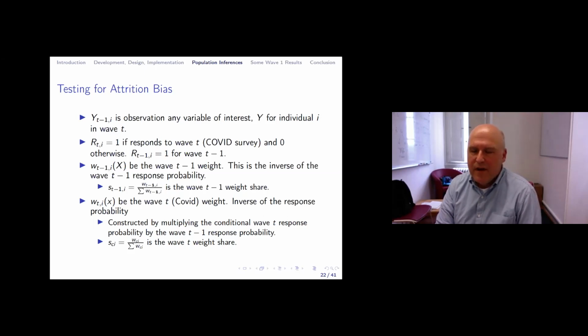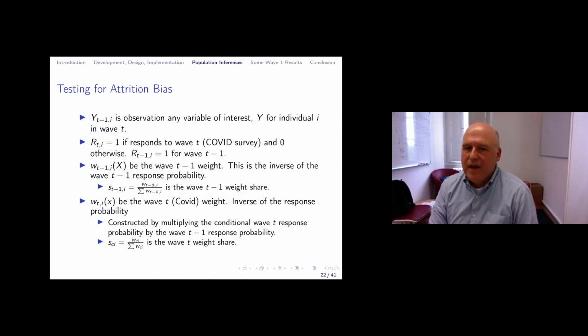So let y(t-1) be any variable that we're interested in. t-1 is the prior wave. So the prior wave, for example, would be wave 9 of the main study. R_t is a dummy variable equal to 1 for response to wave t, which here is the COVID survey, and 0 otherwise. R_{t-1} is response to the prior wave. So the point is that y(t-1) is observed for both respondents and non-respondents at wave t, because it's one wave back.